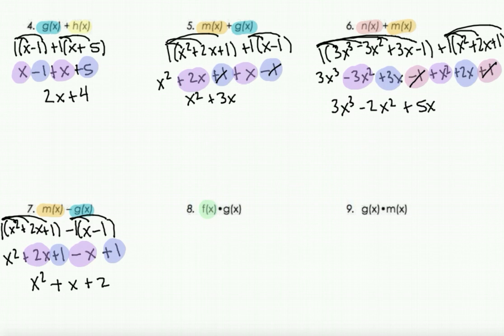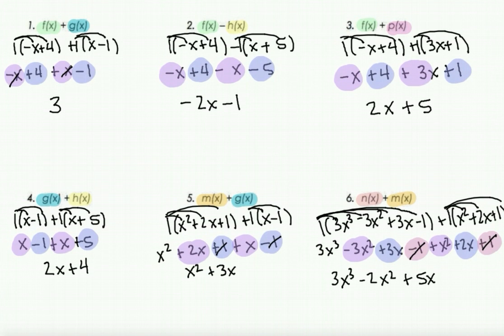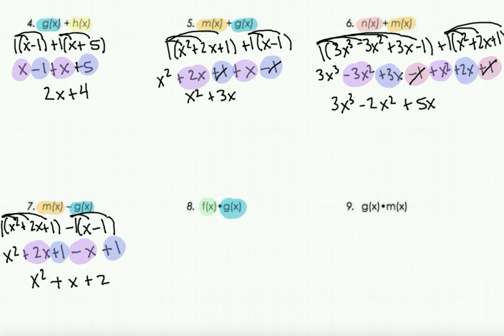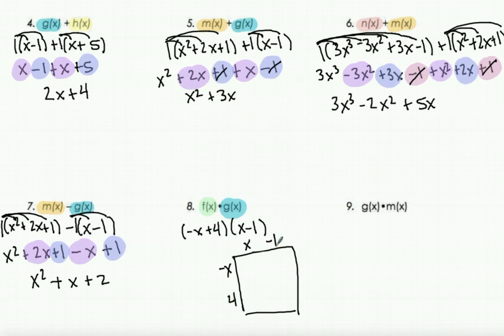Number 8, I have to do g of x times f of x. So back up here at the top, I find out that f of x is negative x plus 4. So I'm really going to do negative x plus 4 times x minus 1. Because I'm doing multiplication and multiplying two binomials together, I'm going to draw myself a box and label my box. So I've got negative x and positive 4, x and negative 1.